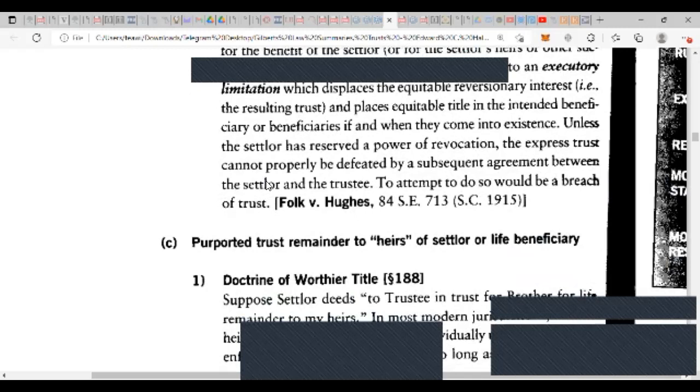The express trust cannot properly be defeated by a subsequent agreement between the settlor and the trustee. To attempt to do so would be a breach of trust.